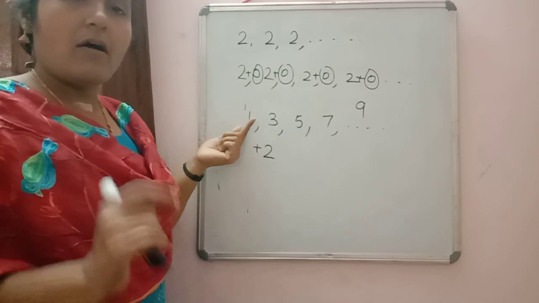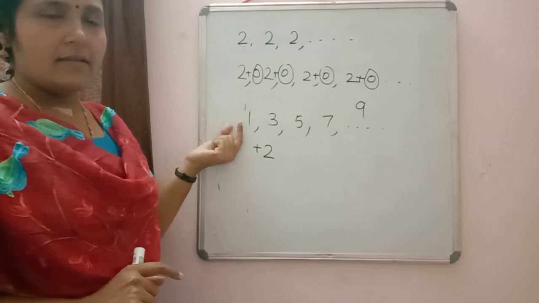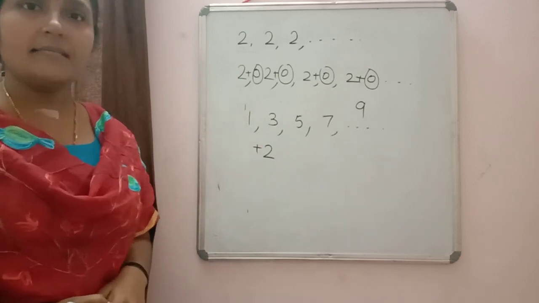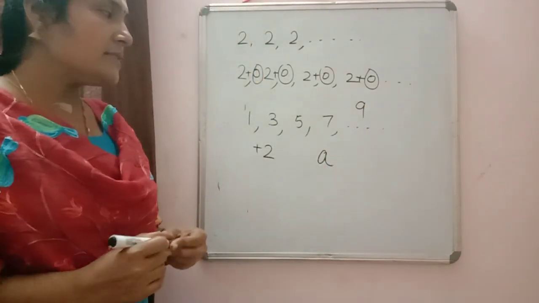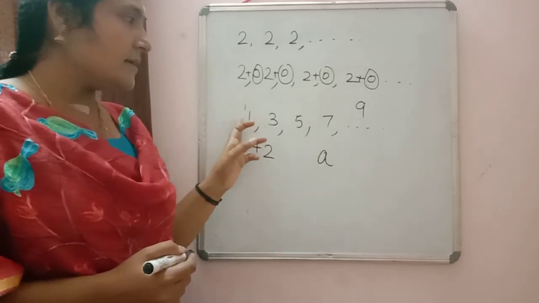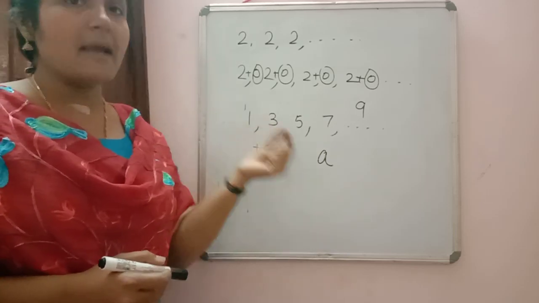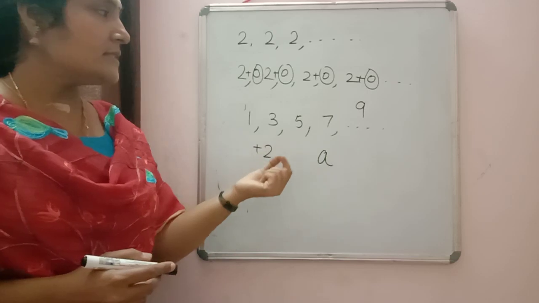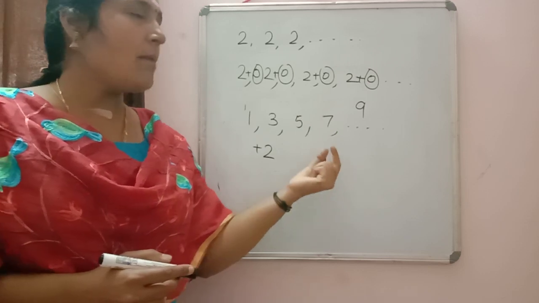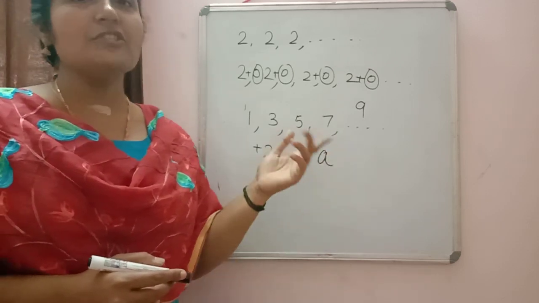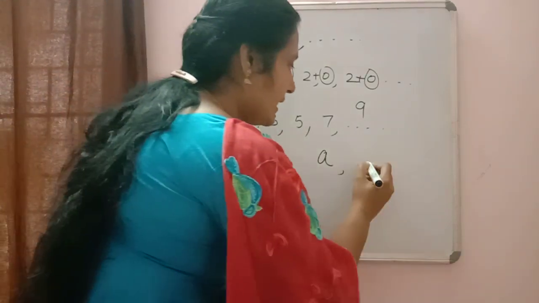The first number, or first term, write down the first term of the AP. The first term of the AP is denoted by the letter A. First term means first number. And the constant number which we are adding is called the common difference, and is denoted by the letter D.